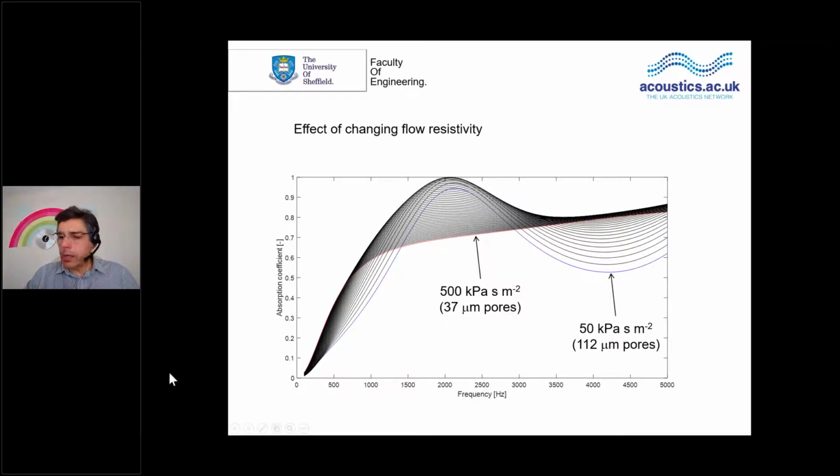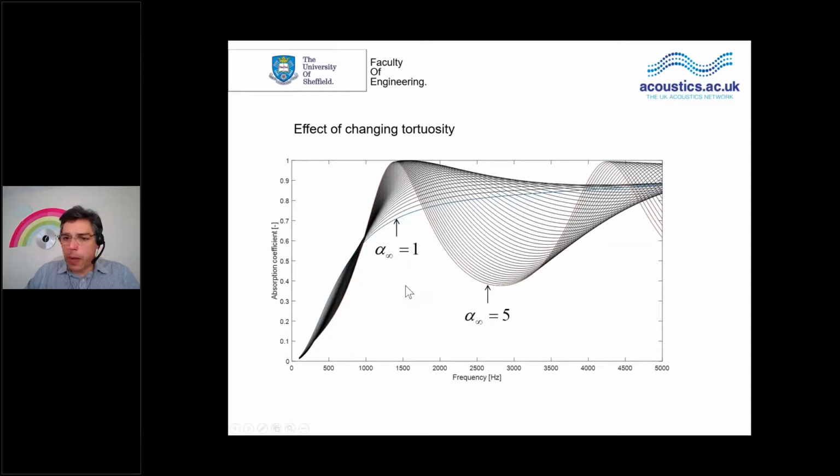Okay, let's look at the effect of changing the tortuosity. Basically, all tortuosity does is slow down the incident wave in the material. As a result, the quarter wavelength resonance peak moves towards low frequency with the increased tortuosity, and less sound energy is able to enter the porous layer.